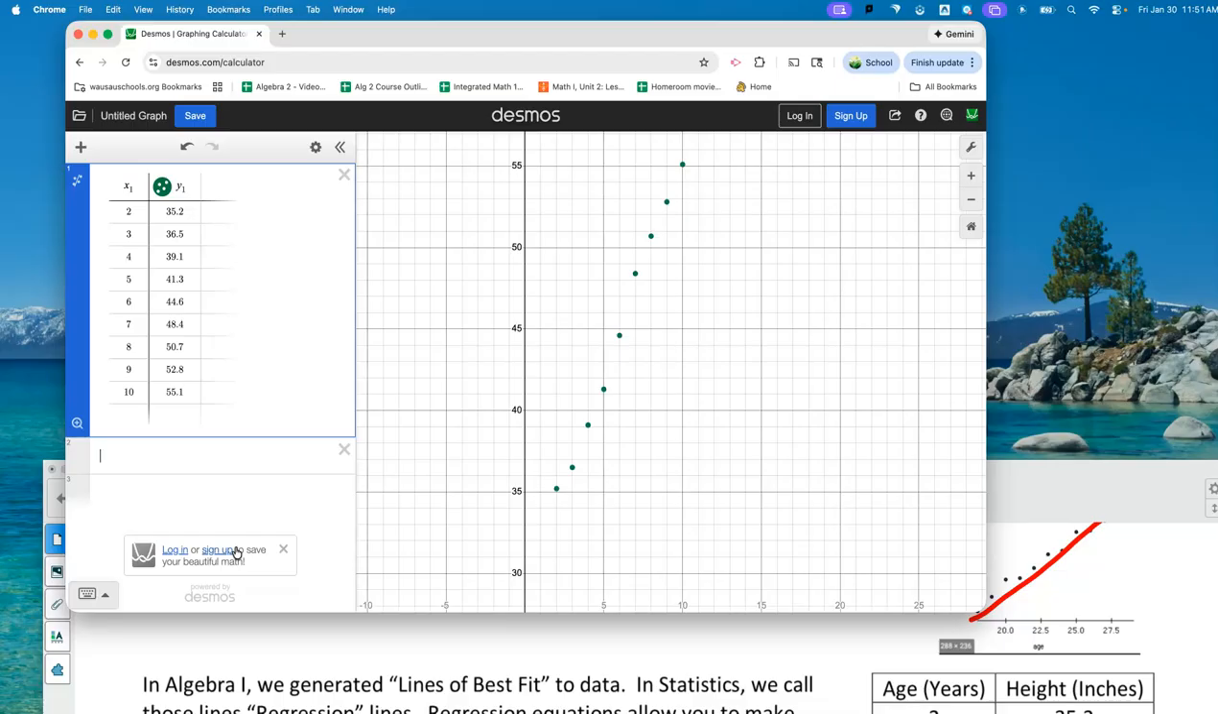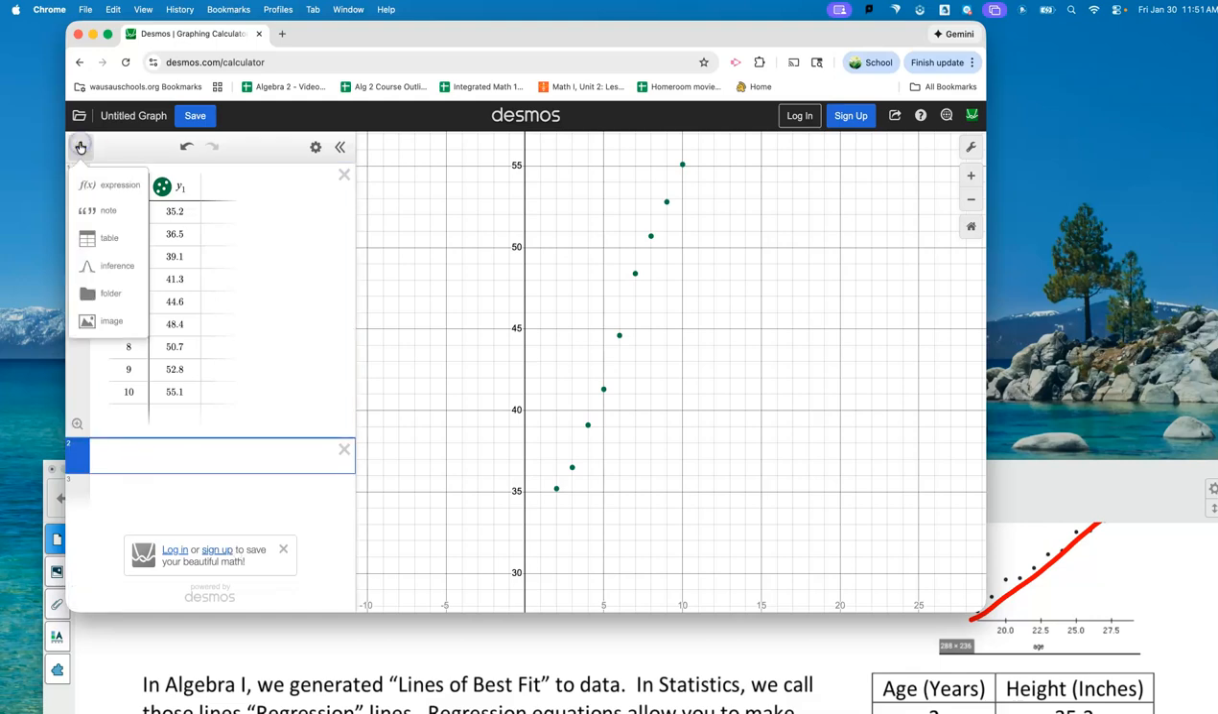How do I get a table to show up in Desmos? Yeah, so I hit plus up here, and then table drops right there. Or, honestly, you can actually just type in the word table and it pops up. That's what I do. But either way. So then I put my data in.